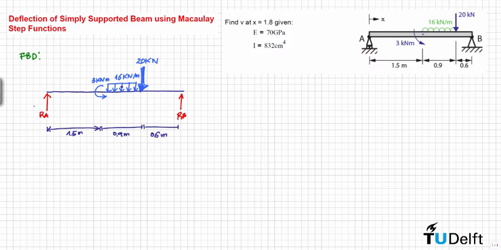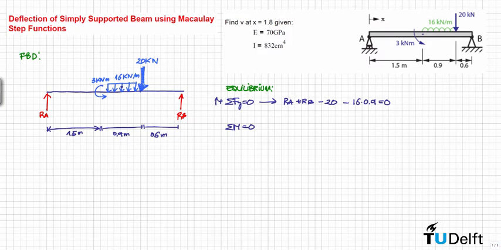Now, in order to calculate the reaction forces RA and RB, we apply the equations of equilibrium. As usual, we have that the sum of forces in the vertical direction is equal to zero, and the sum of moments is also equal to zero. So we define this positive direction. We have here that the sum of moments is equal to zero. We calculate this at A and we define positive clockwise.